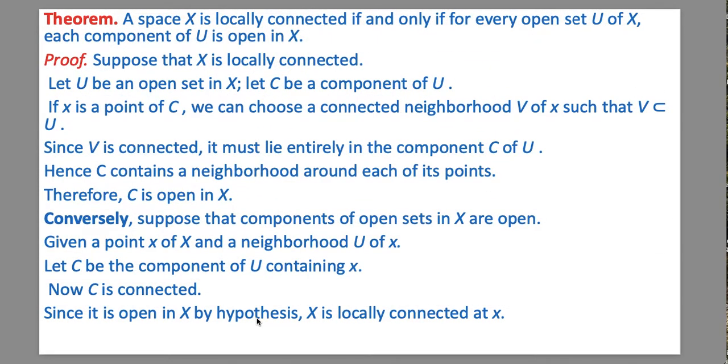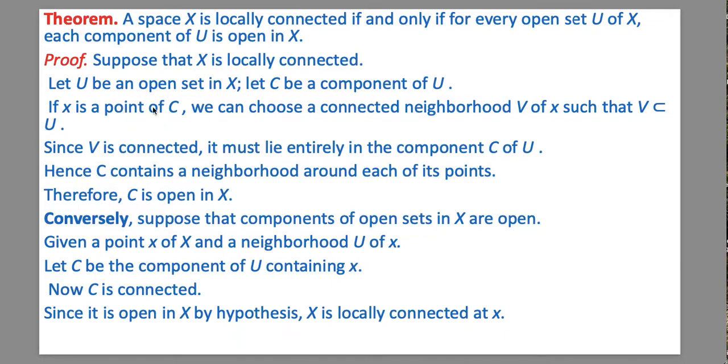Now we have one theorem. A space X is locally connected if and only if for every open set U of X, each component of U is open in X. Suppose X is locally connected. Now we will prove that for every open set U of X, each component of U is open in X. Suppose U is an open set in X and let C be a component of U. Now we will prove that C is open in X.